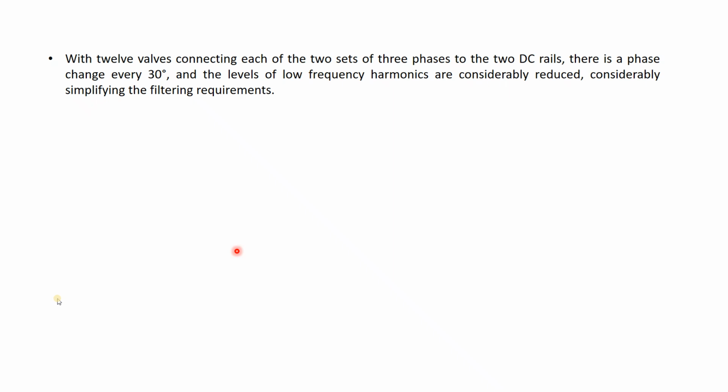So with 12 valves connecting each of the two sets of 3 phase to 2 DC rails, there is a phase change every 30 degrees, and the levels of the low frequency harmonics are considerably reduced, simplifying the filtering requirements. That means the low frequency harmonics, such as second order, third order, fourth order, are reduced because the firing angle transition takes place every 30 degrees. So the pulses are only of 30 degrees.